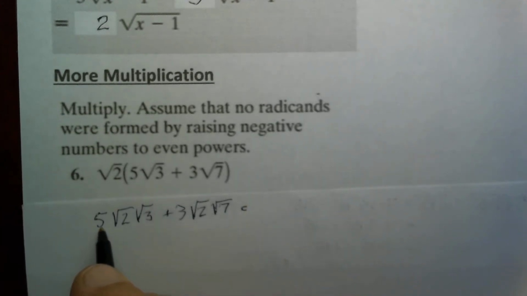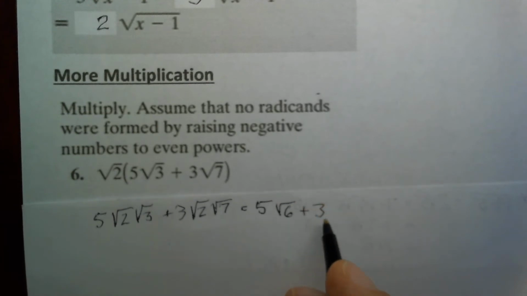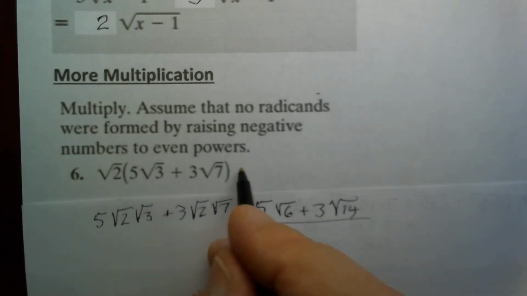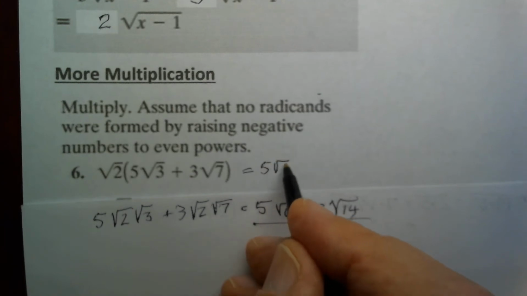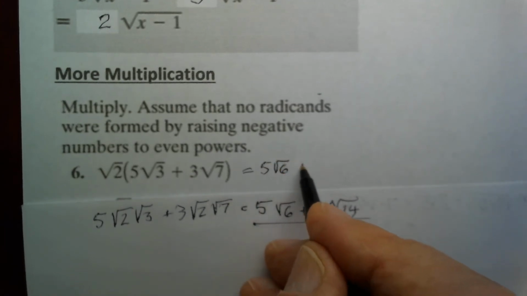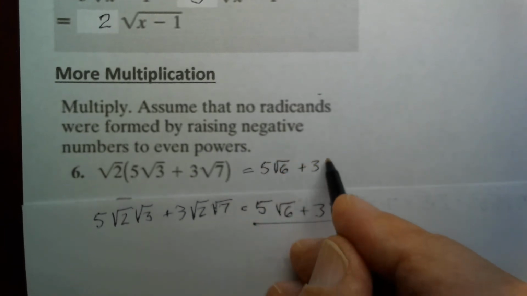Or 5 times square root of 2, square root of 3 is equal to square root of 6. And then 3 plus 3 times square root of 2 times square root of 7 is the square root of 14. And that would be the answer to this exercise. 5 times square root of 6 plus 3 times square root of 14.